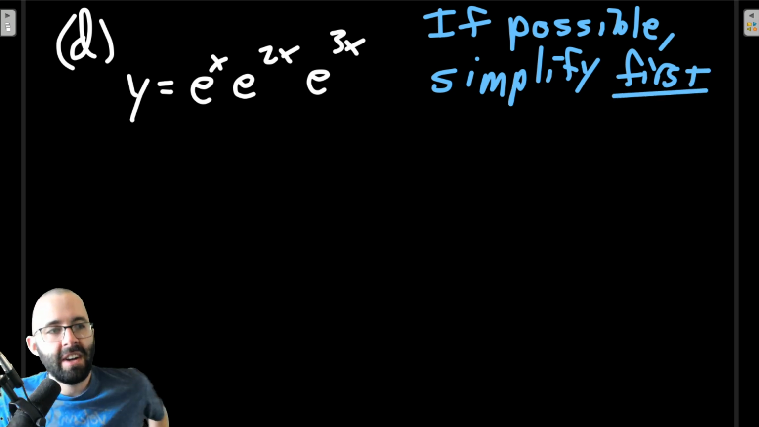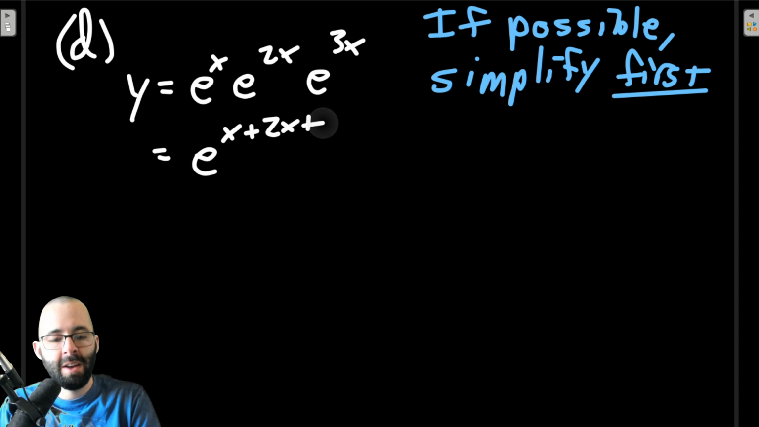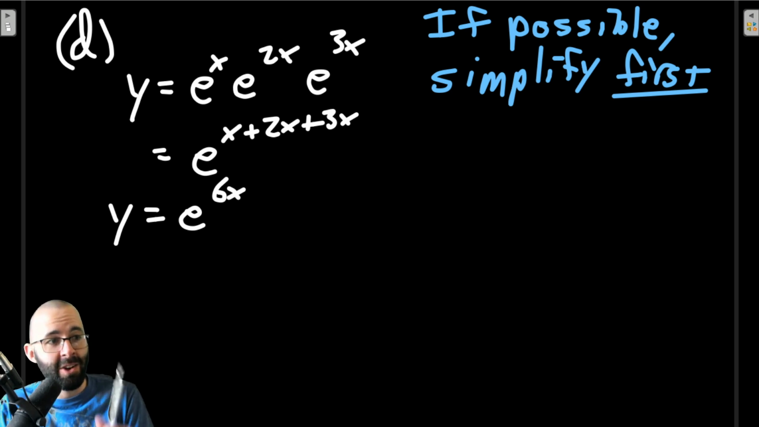Because what happens if we simplify? We just add all the exponents. 1x plus 2x plus 3x. That's 6x. Now this is a much easier function to take the derivative of.